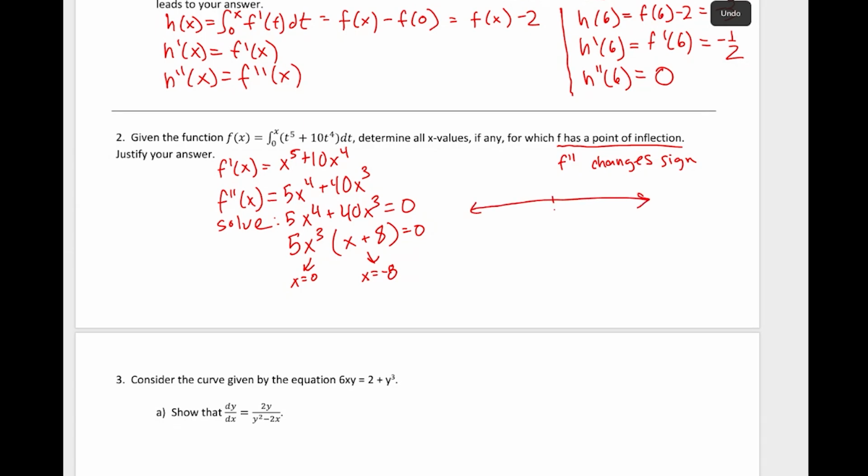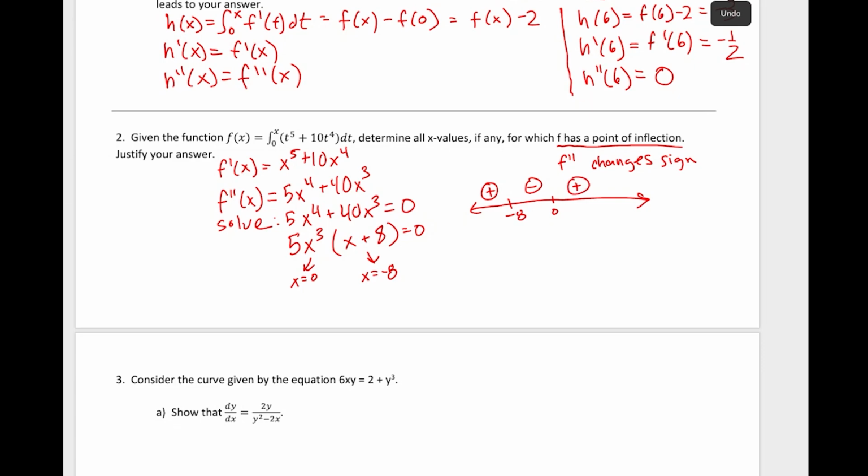So I'm going to put 0, I'm going to put -8 here. We're going to have a total of 3 intervals. And if I substitute in a number like, let's say, -10, I get a negative times a negative, which is positive. If I substitute a number like -1, I'll have a negative times a positive, which is negative. And if I substitute a number like 1, I'll have a positive times a positive, which is positive.